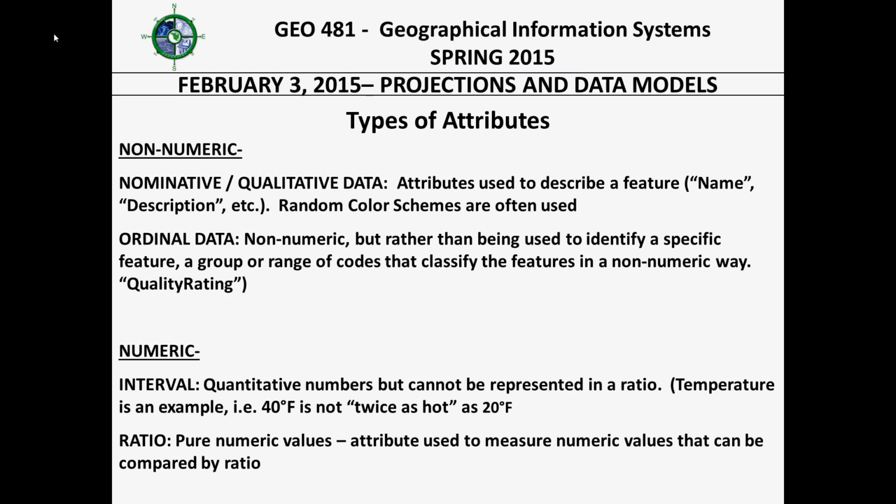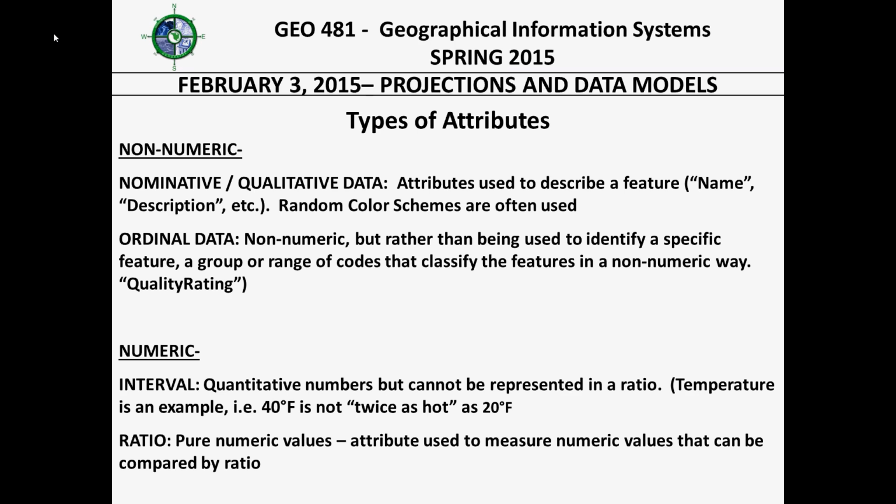If this room has an occupancy limit of 100 and Knox 20 has an occupancy limit of 500, can I say that Knox 20 can hold 5 times as many people as this room? I can. 500 students is 5 times as many students as 100. That's ratio numeric data. There's all sorts of examples of that: population, median income, occupancy, and so on.